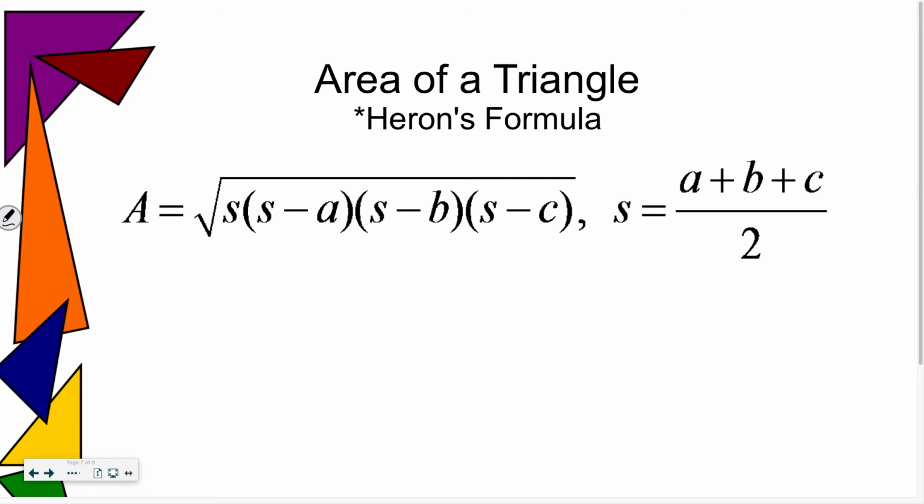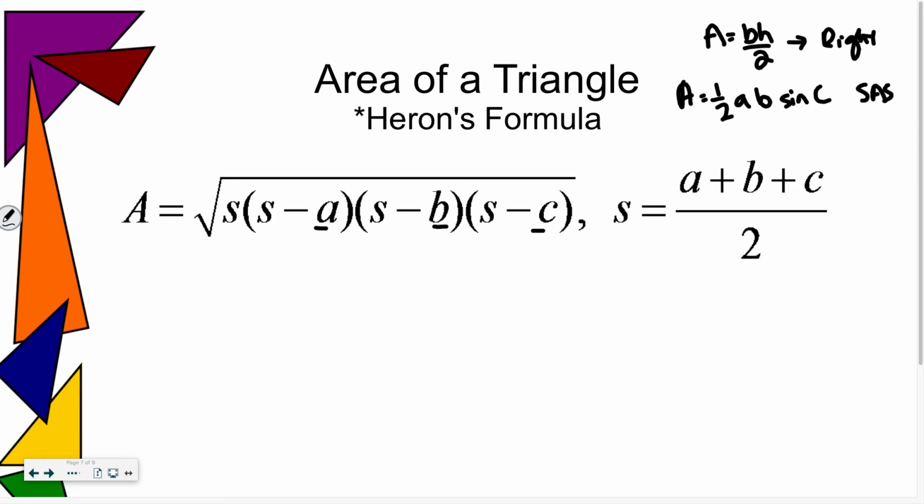Okay, so, think about areas of triangles or area formulas you know. Base times height divided by 2, you use that for right triangles, right? Area equals 1/2 A times B times sine C, we talked about on Monday. We use that if we have two sides and their included angle, side angle side. So when you're looking at Heron's formula, all the things that you're plugging into it are lowercase, so those are side lengths. So we're using Heron's formula when we have side, side, side.